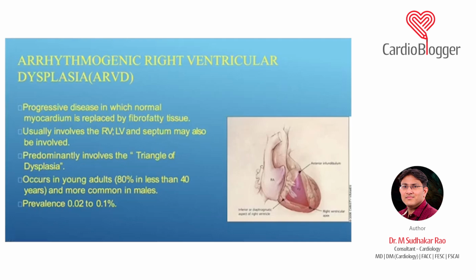Very rare disease, and it usually involves the triangle of dysplasia. So there is something known as the triangle of dysplasia in the RV, where the RV myocardium is replaced by fibrofatty tissue. So there is an obliteration of the RV apex.